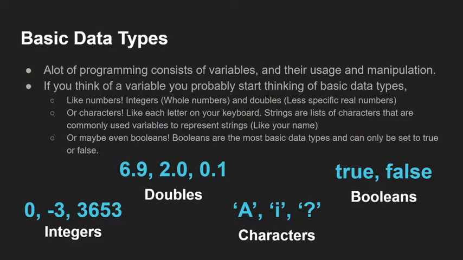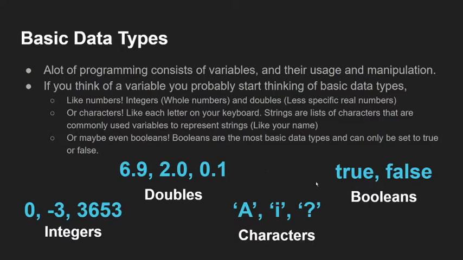Then there's characters. Usually people don't think of characters, they think of strings, but characters are a primitive data type. Think of anything on your keyboard. Each letter on your keyboard is a character, and strings are commonly used variables to represent these characters as an array. For example, think of the word dog. It's made up of 3 characters, and 3 of them make up a string.